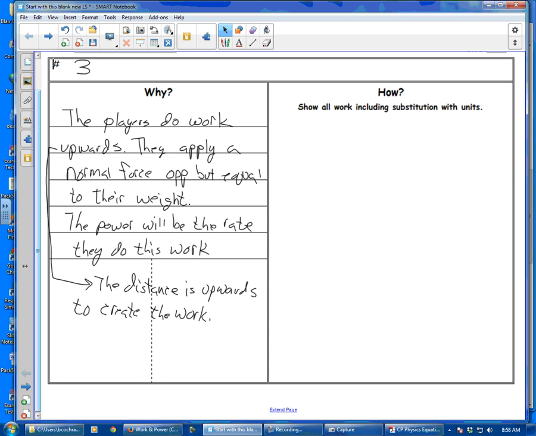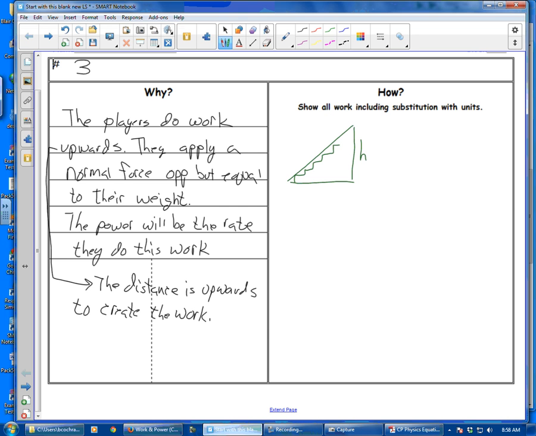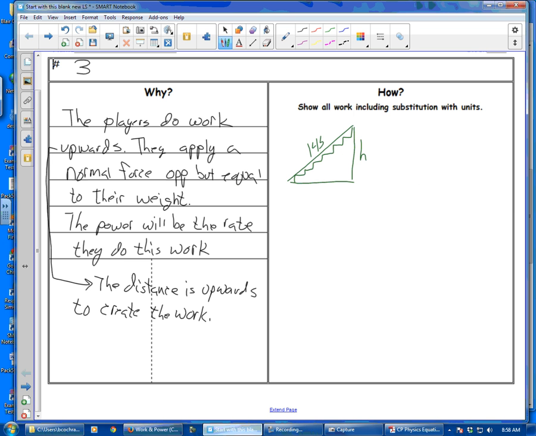So, start off a little mundanely in that I want to know what height they travel as they travel up these stairs. I'm picturing these bleachers, or what do they call them? Stadium steps? Stadium stairs. Going up like this. And we can approximate that by the hypotenuse of a right triangle. And what do they tell me that hypotenuse is for me? 145 meters. And they said this angle is 30 degrees.